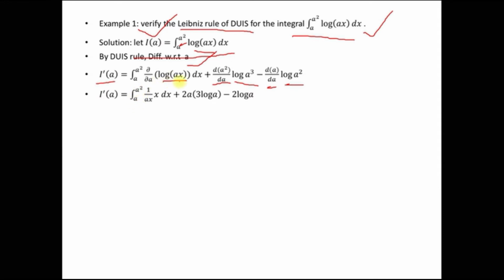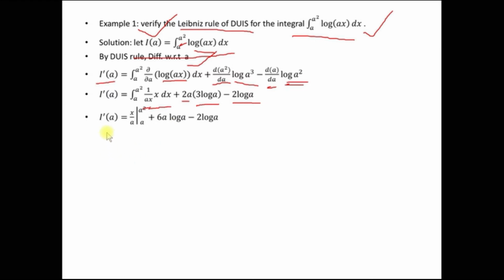derivative of this log ax; the derivative is 1 upon ax, and the derivative of a into x with respect to a is x, so into dx. Plus, the derivative of a square with respect to a is 2a, and by using the property of log it becomes 3 times log a. Minus, the derivative of this a is 1, and by using the property of log we get 2 into log a. So let's simplify it.